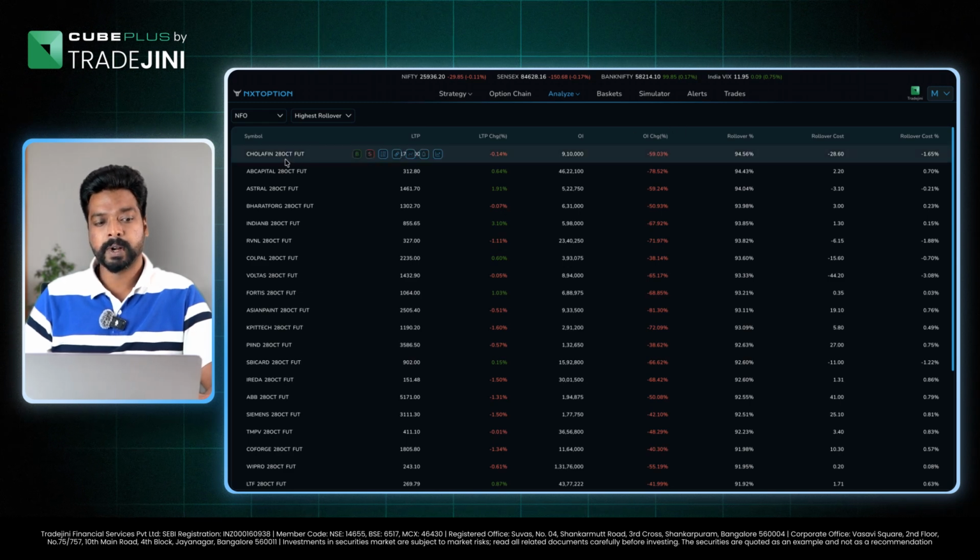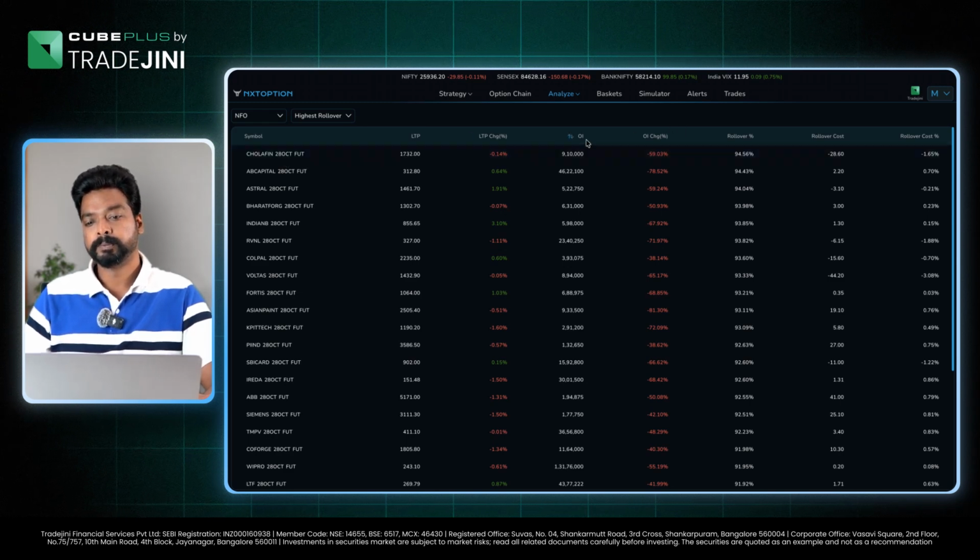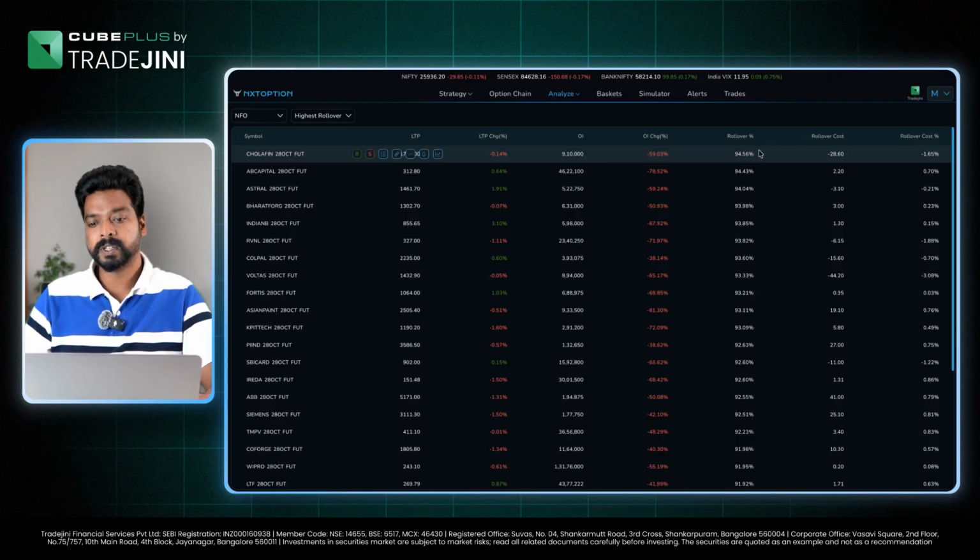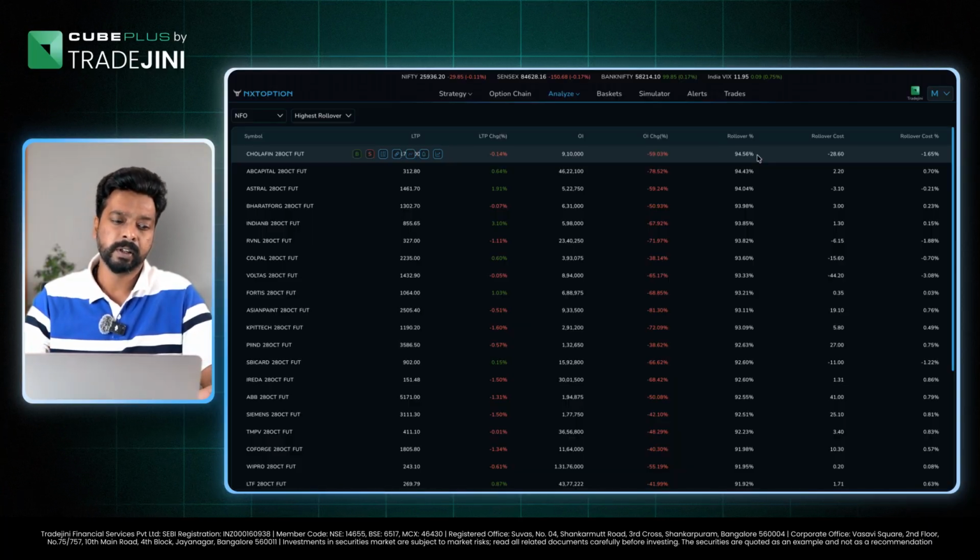So if you look at Cholamandalam Finance 20th October future, here the rollover percentage is 94.56%, where 94% of the positions have rolled over to the November expiry, and about 5.5% have closed their positions or taken delivery of Cholamandalam Finance. So 94.56% of these positions have rolled over to the next month, which means that 94% of them are still confident in their positions to carry forward to the next month.